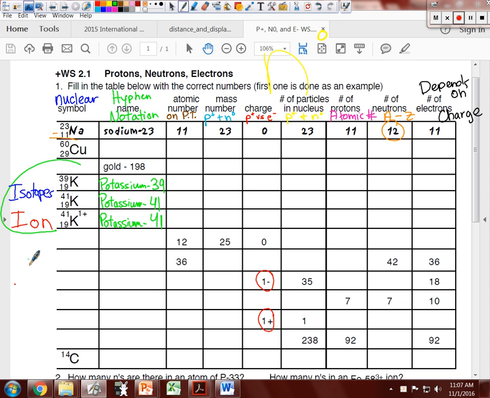Atomic number. How can you find the atomic number? Where is it? It's on the periodic table. What is the atomic number for potassium? Very good. 19, 19, and 19.